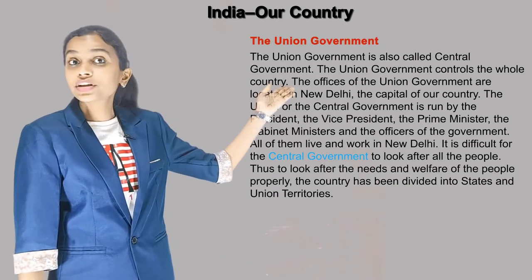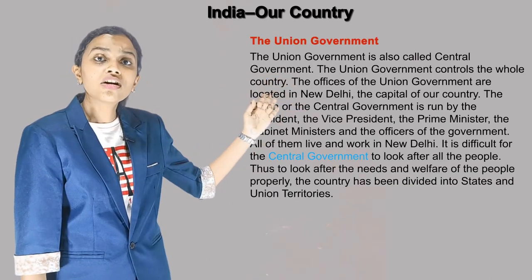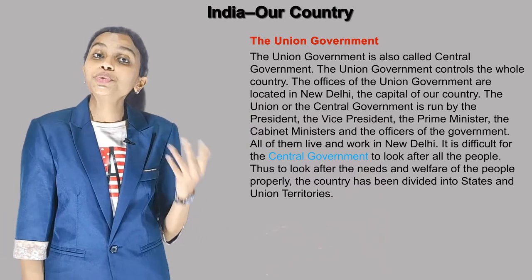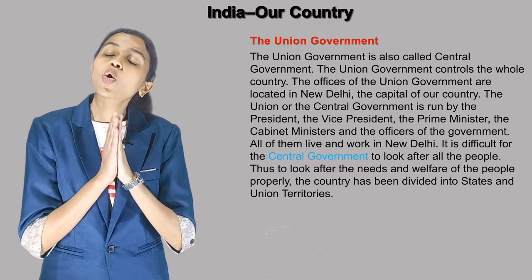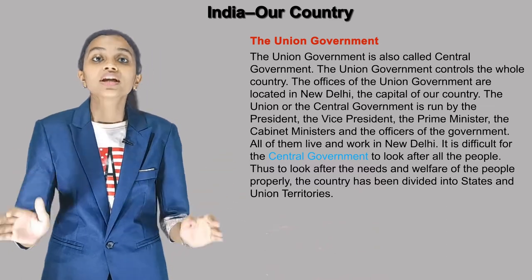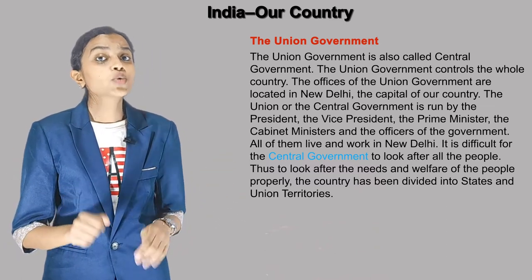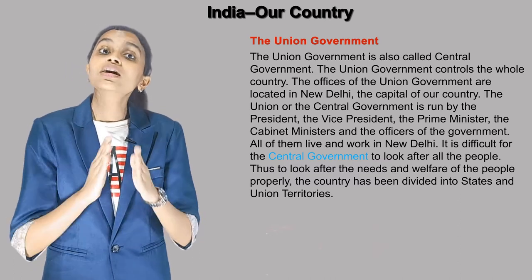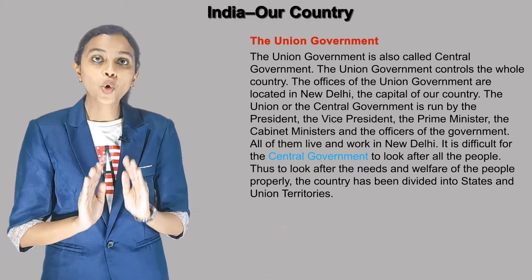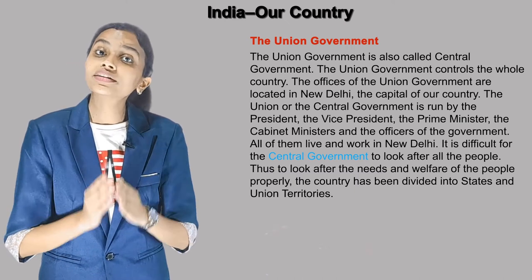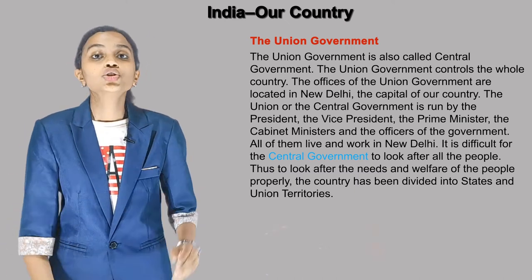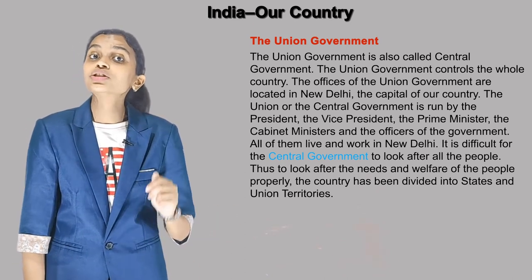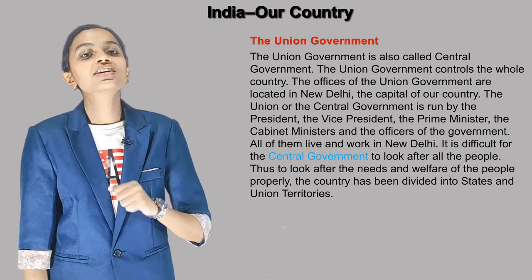See what union government is. The union government is also called central government. The union government controls the whole country. Okay, the union government is called the central government. Why? Because it holds the whole country, controls the whole country. The offices of the union government are located in New Delhi, the capital of our country.